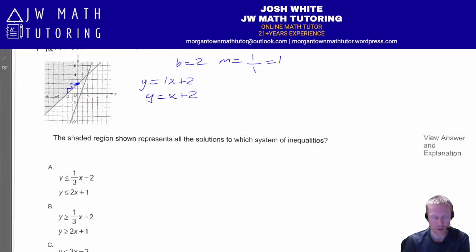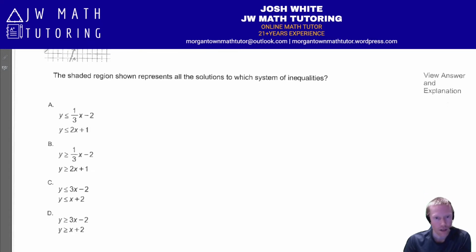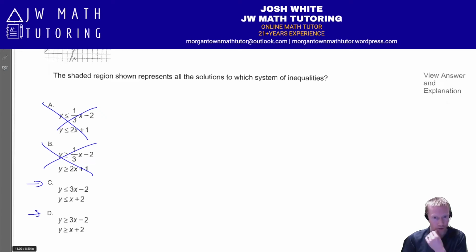Or most likely it's just going to be x plus 2. So now we look at the answer choices. Okay, we need to see y, and these are going to be inequalities. You won't see an equal sign, but it needs to have something with x plus 2 in it. So A is eliminated, B is eliminated. We're down to just C and D so far, because those both have an x plus 2.